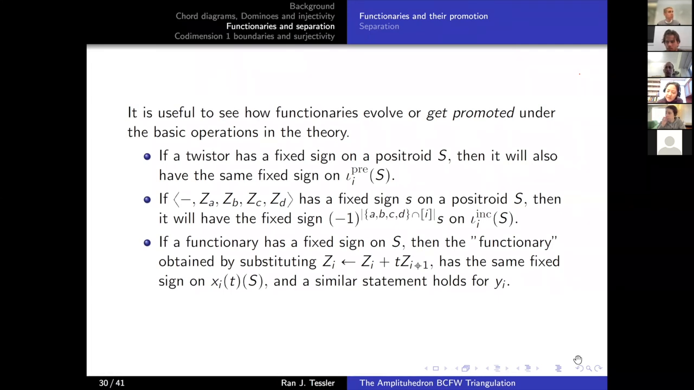So just to clarify, when you see these higher degree functionaries, so say you have two BCFW cells that maybe touch not in codimension one, but lower codimension, then do you expect these functionaries to be describing that point, that lower dimensional face where they're meeting, or is that how you think about it, or do you have any sense of what it's describing?